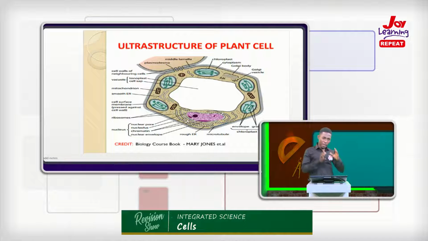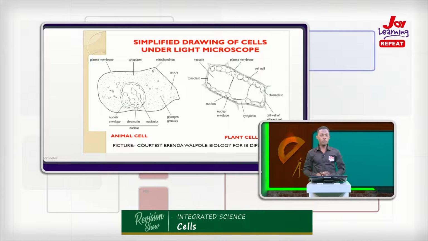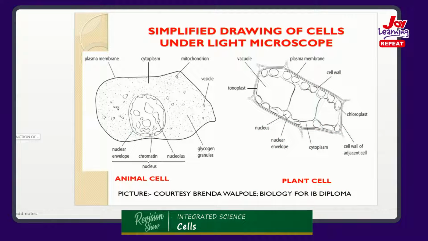So, I'm also going to give another picture, which is a picture of what you may see under a light microscope, using the microscopes we have at school. So on your left is the animal cell, on your right is the plant cell. This is possibly what you see under a microscope. So we just caption a simplified drawing. Our syllabus requires us to mention most of these organelles, describe them, and also their functions.